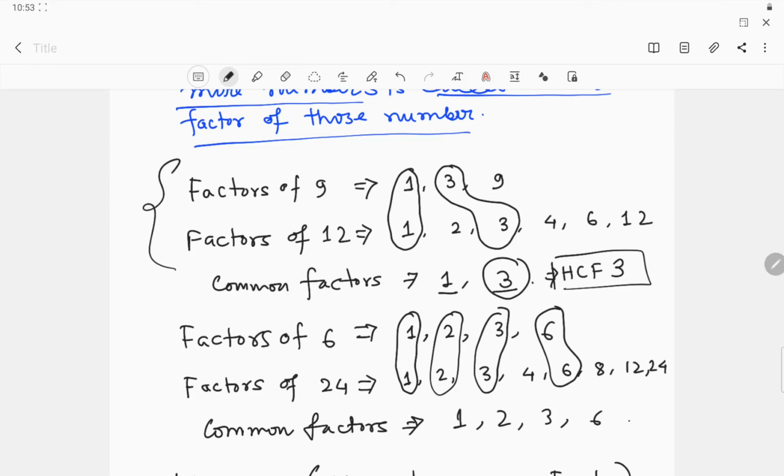So go through this video, try to understand how to find the HCF, how to find common factors, how to find factors. Then next day we will solve the exercise. So thank you, keep learning.